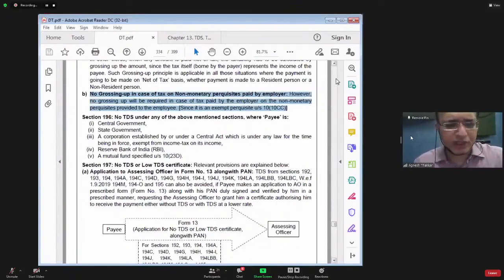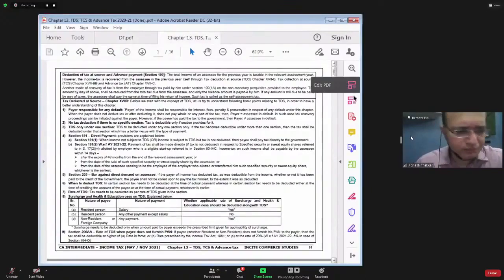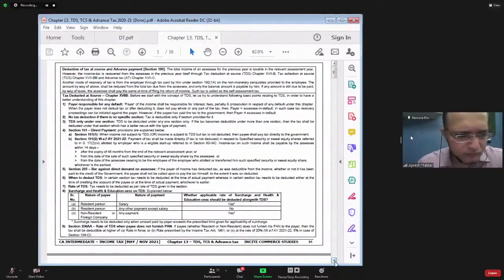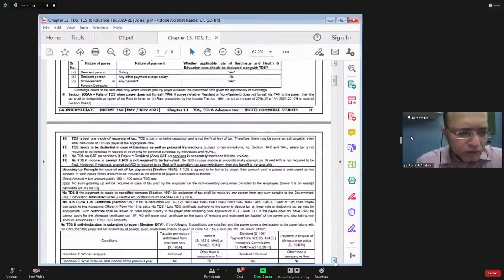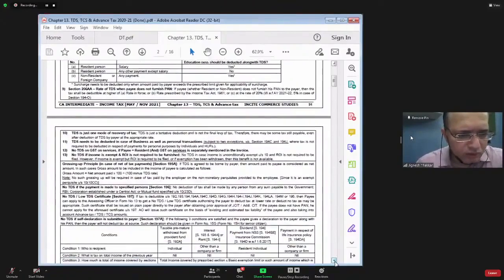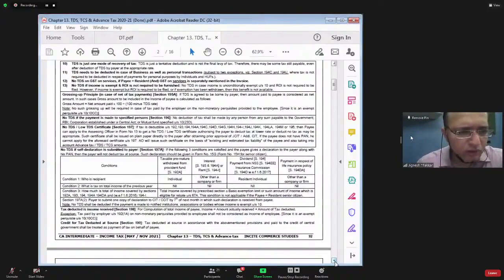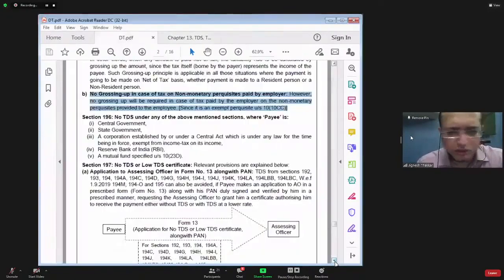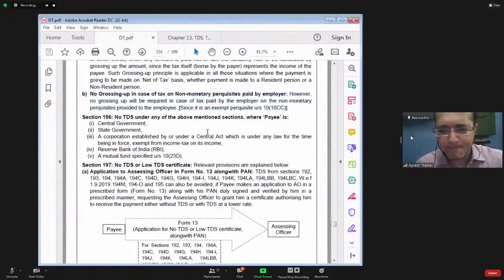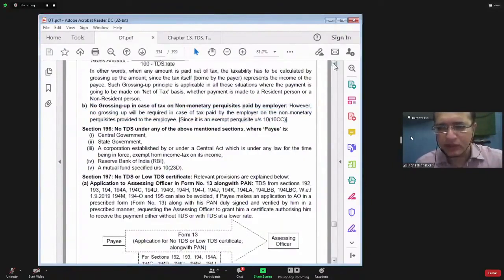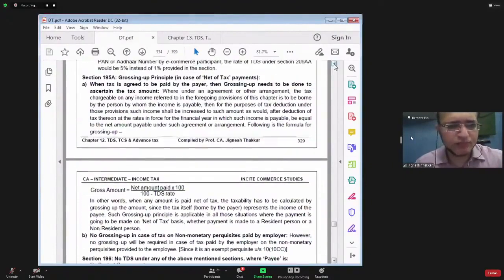Yes, is that very, very clear? Shall we proceed? Yes. Section 195A is over. That talks about grossing up.